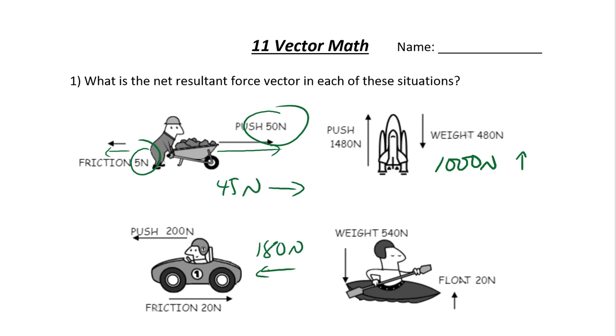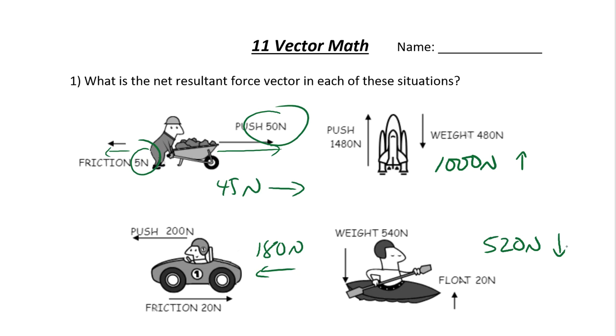And the last one here, 540 newton weight, flotation of only 20 newtons. By the way, that means they would actually be sinking, because that's just the way buoyancy works. But anyway, it doesn't matter. You'd subtract the 2 going in opposite directions. The net force would be 520 newtons going down. So just putting simple things together.